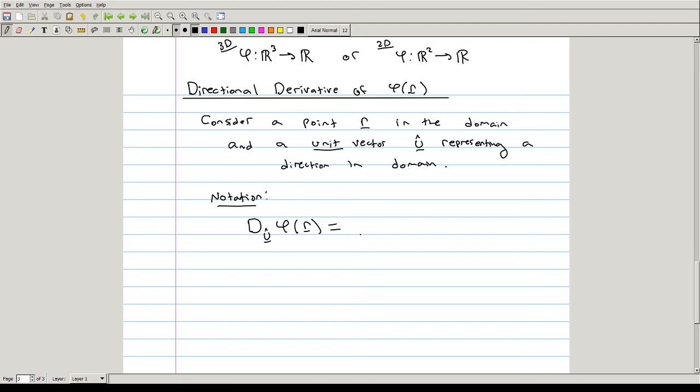This is defined as the limit as h goes to 0 of phi of R plus h times u hat minus phi at R divided by h.